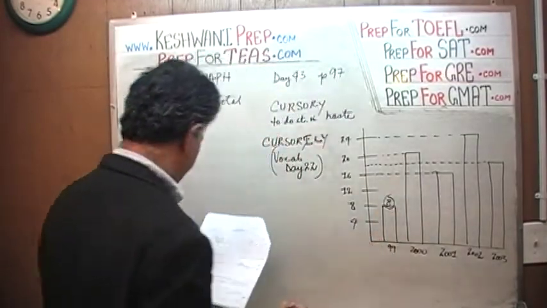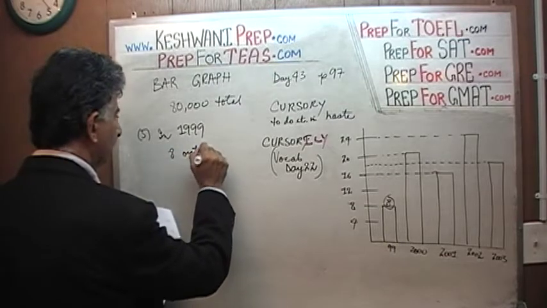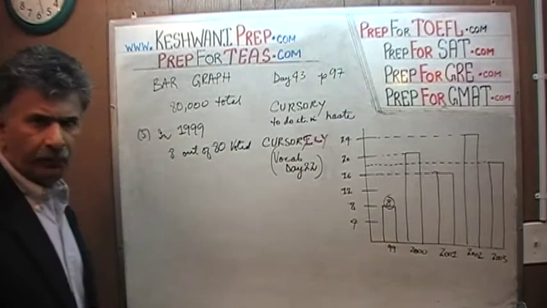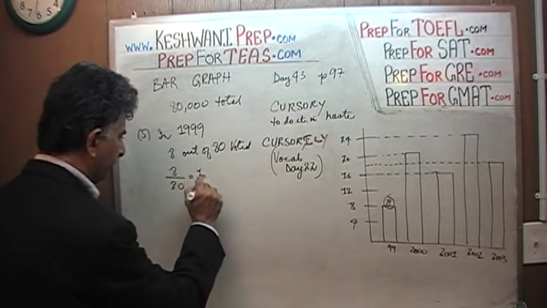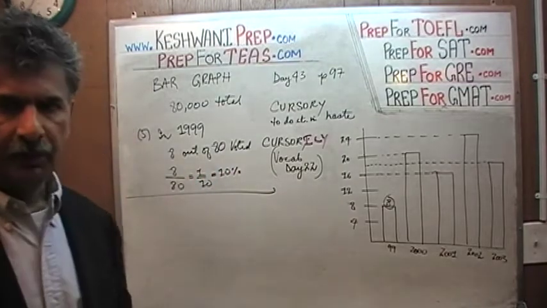In 1999, 8 out of 80 voted. Well, that's pretty straightforward. 8 out of 80 is 10%. 8 out of 80 is the same as 1 out of 10, which is 10%. This is too simple. This is ridiculous.